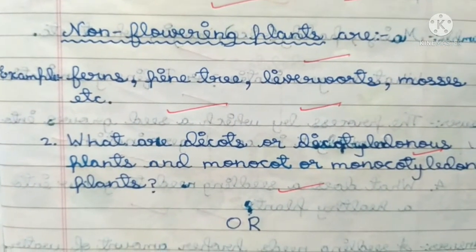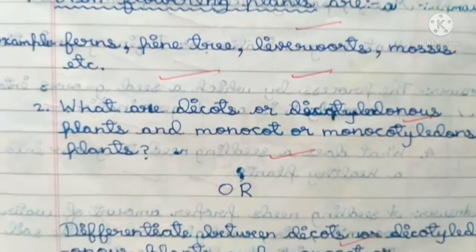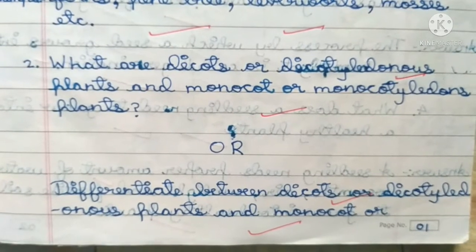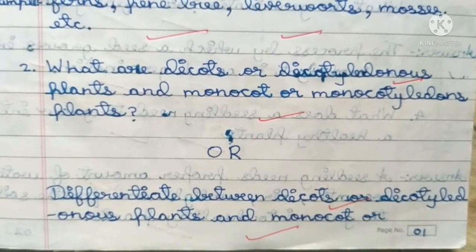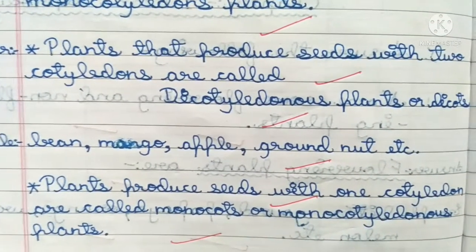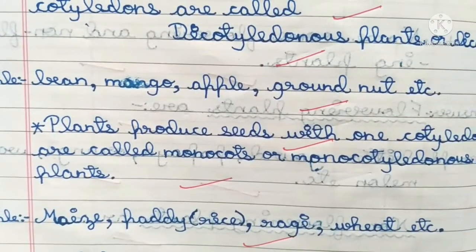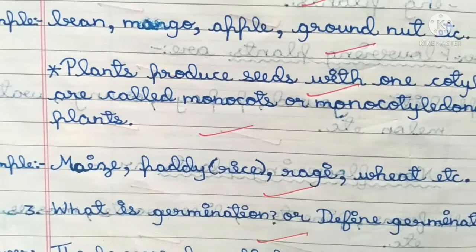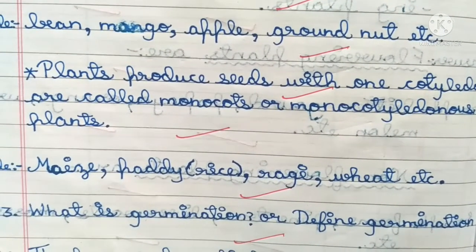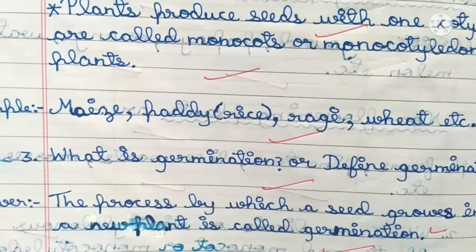What are dicots or dicotyledons plants and monocots or monocotyledons plants? Differentiate between dicotyledon plants and monocotyledon plants. Answer. Plants that produce seeds with two cotyledons are called dicotyledons, or dicots. Examples: bean, mango, apple, groundnut, etc. Plants that produce seeds with one cotyledon are called monocots or monocotyledons. Examples: maize, paddy, ragi, wheat, etc.